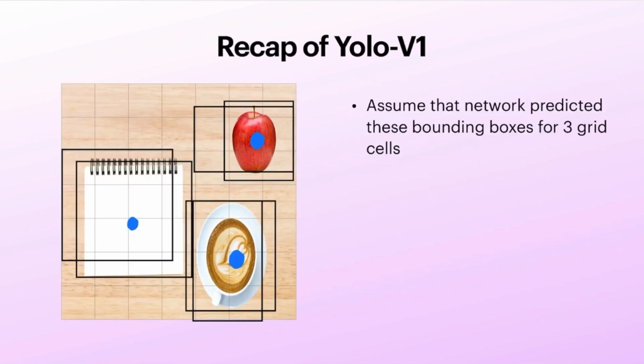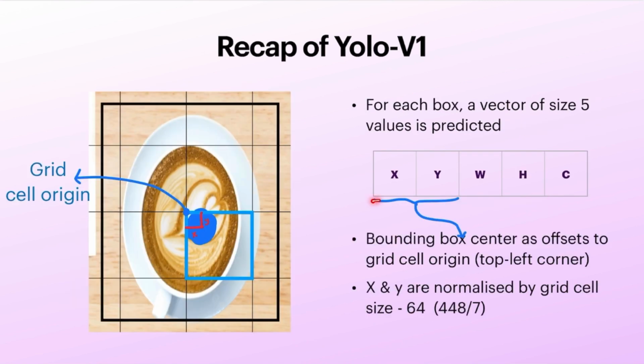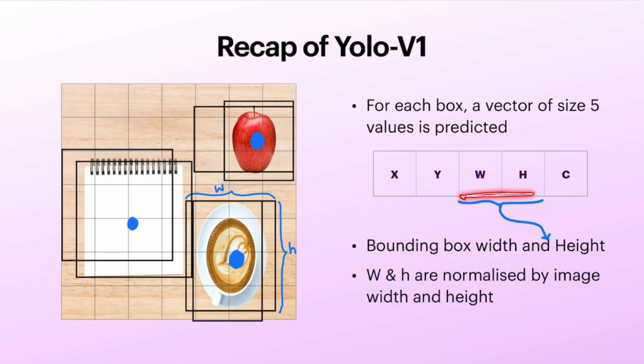Let's say this image is passed through YOLO, and we assume these are the boxes we get for each of the objects here. For each of these boxes, 5 values are predicted. The first 2 values are the XY coordinates. These are distances with respect to the grid cell center. The next 2 values are width and height. These are with respect to the total image width and image height.